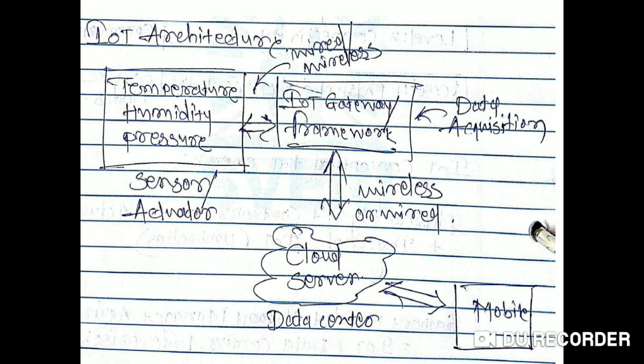So here is a brief architecture of IoT. On the left-hand side, you can see some of the sensors and actuators, which are able to detect physical phenomena such as temperature, humidity and pressure of a remote location. Then next we have the IoT gateway or framework. This consists of an embedded system and IoT platform. Then we get the data on a cloud server through the internet, and then we can have access to this data from a mobile. So this is just a data acquisition system connected through the internet.